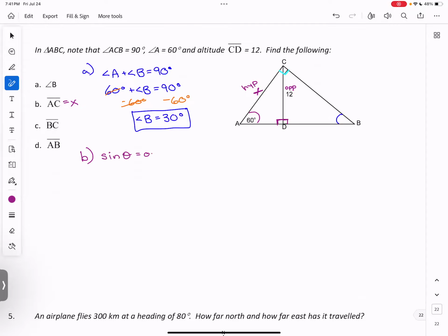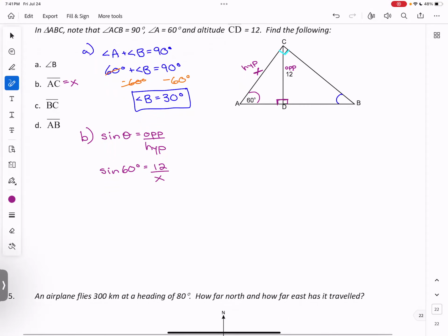So sine of any angle theta is opposite over hypotenuse. So sine of our angle 60 degrees is 12 over x. And so let's multiply both sides by x to get it out of the denominator. And now I have x times sine 60 equals 12. And now let's divide both sides by sine 60.